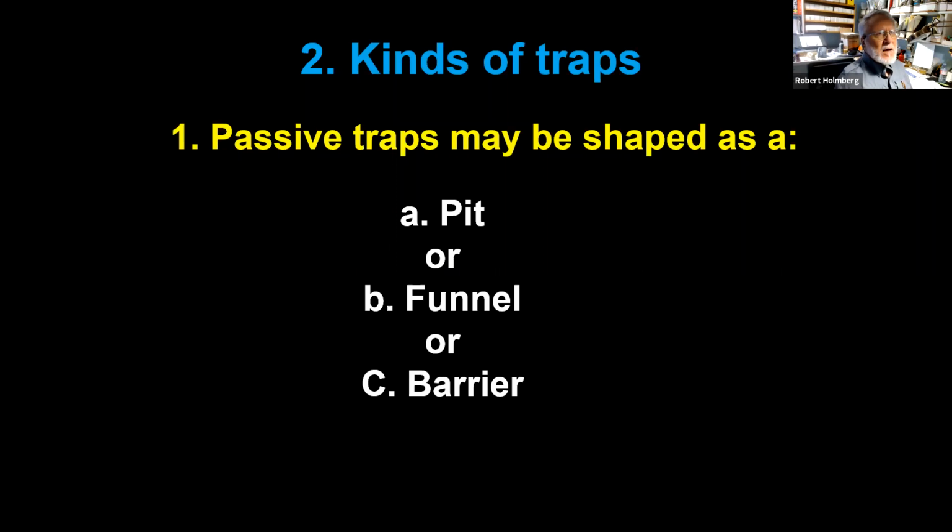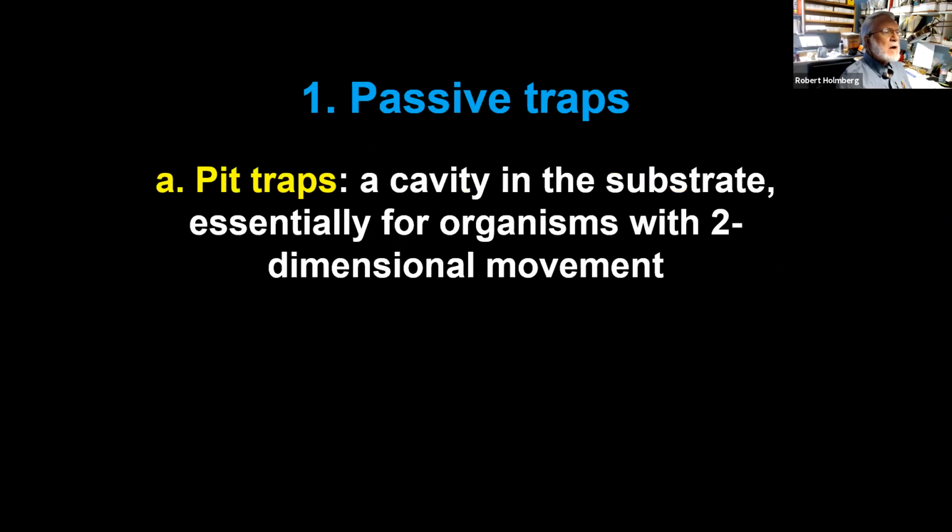Okay, so passive traps, I've divided them into three basic kinds. There's pit, funnel, or barrier, but in reality, often these things are combinations of these factors. So a pit trap is just a cavity in the substrate, a hole in the ground, and then essentially for organisms that move in two dimensions along the surface of the substrate.